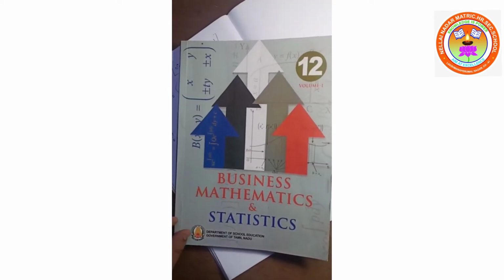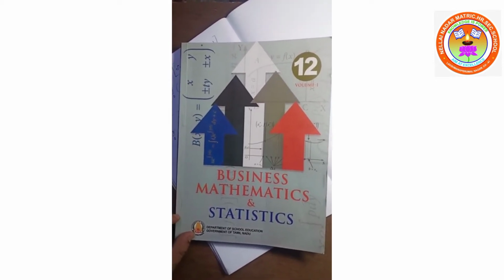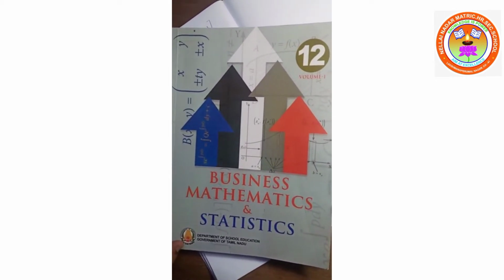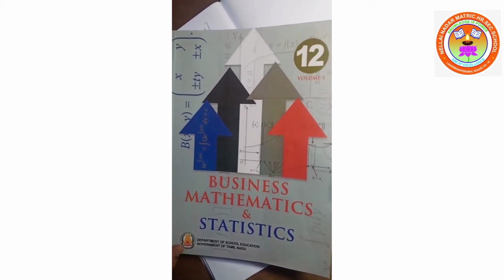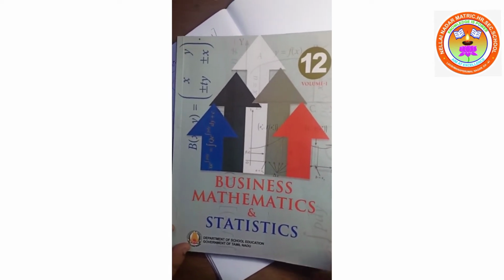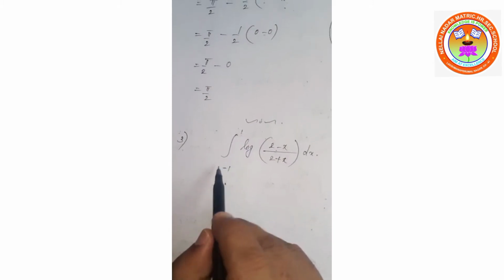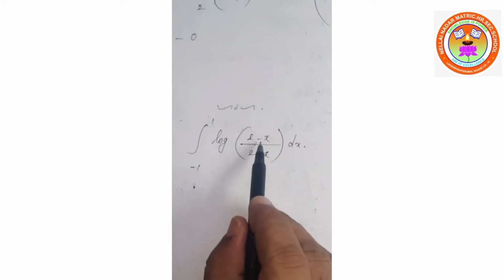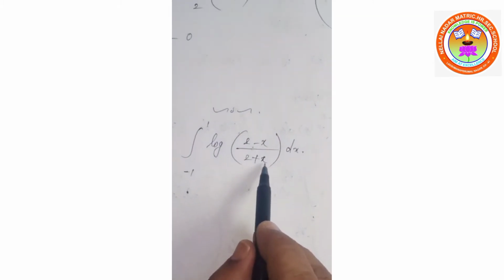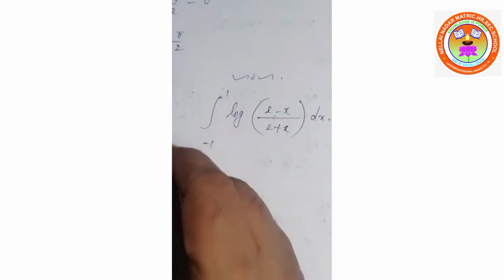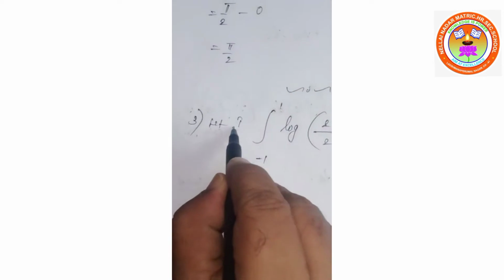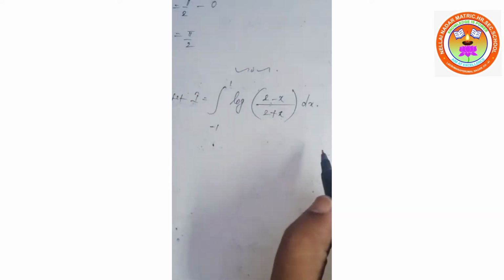Hi students, this is Sivakumar. 12th Standard Business Mathematics and Statistics, Chapter number 2, continuation of exercise 2.8, problem number 3. Using the properties of definite integrals, evaluate the integral from minus 1 to 1 of log of (2 minus x) divided by (2 plus x) into dx. I consider the integral as I equals.